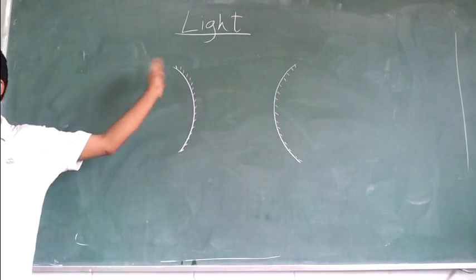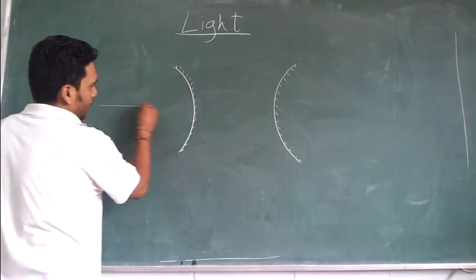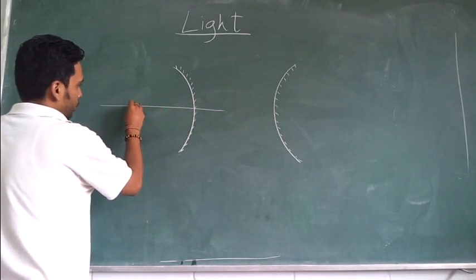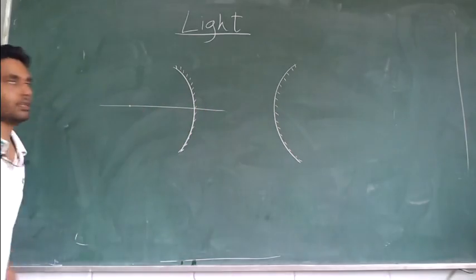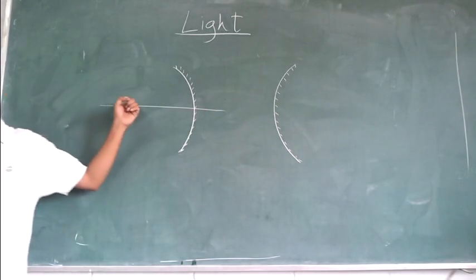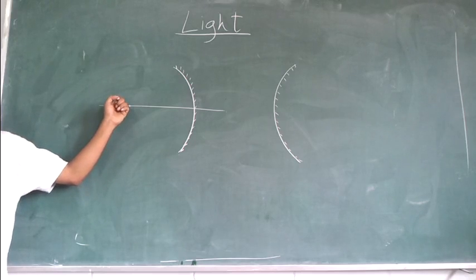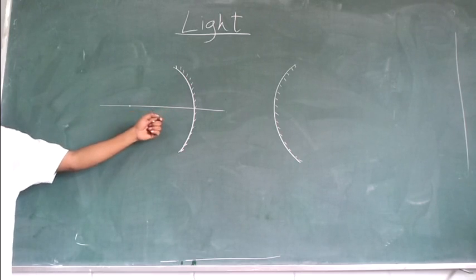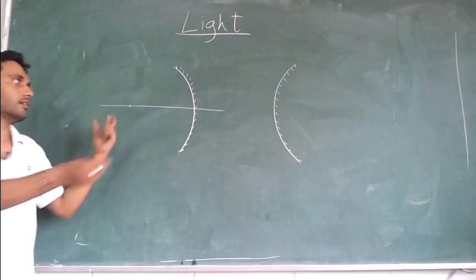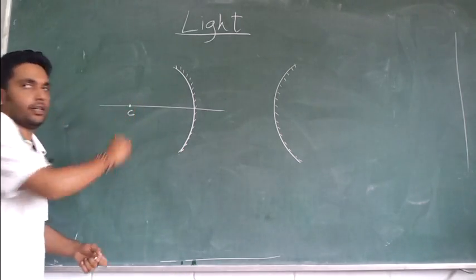It's like it caves in. If I draw a line which may be passing through the center of curvature. What do you mean by center of curvature? The center of the sphere of which it is a part of. Okay. The distance is radius. This point is center of curvature.